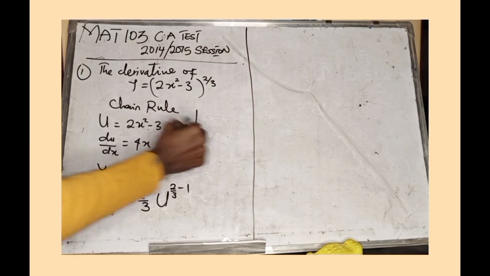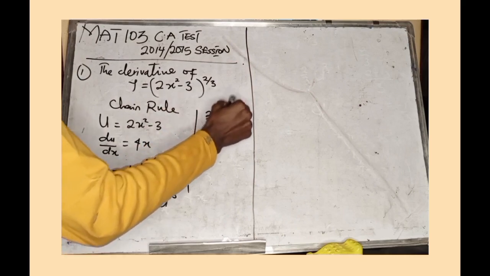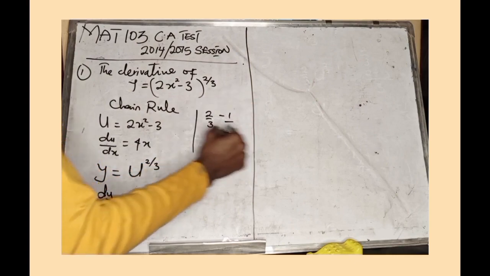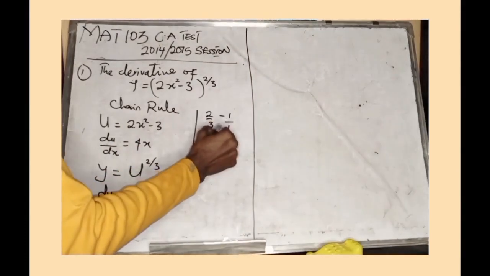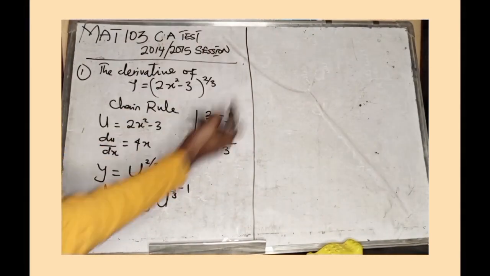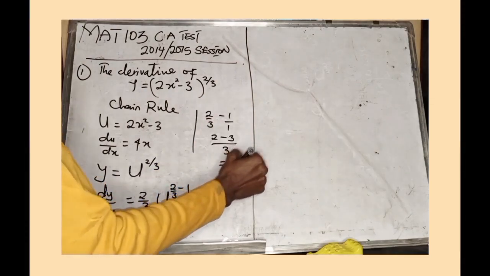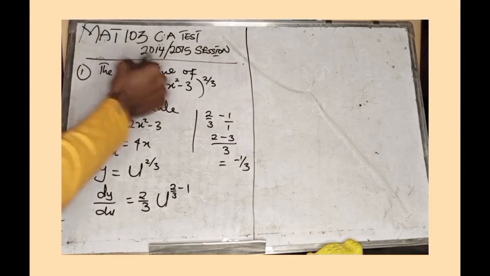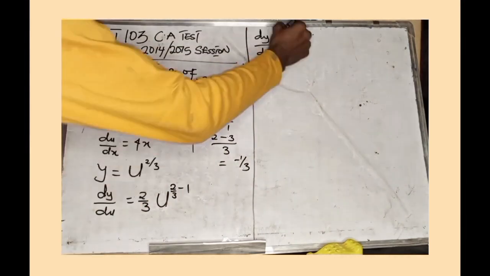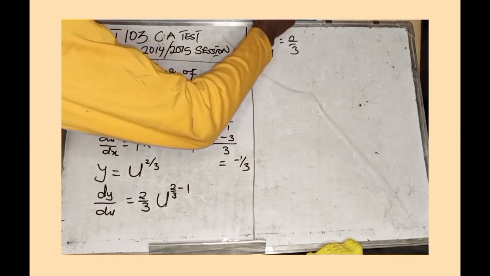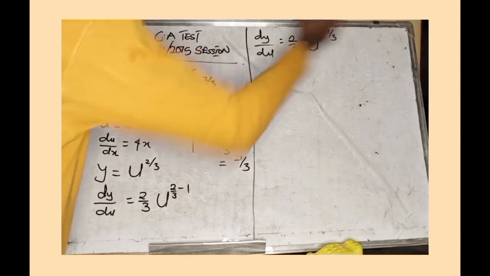Now guys, let's work out the LCM. I have 2/3 minus 1 over 1. The LCM here is 3. 3 divided by 3 is 1, 1 times 2 is 2, minus 3 divided by 1 is 3, 3 times 1 is 3. So 2 minus 3 gives me minus 1/3. So dy/du is equal to 2 divided by 3 times u raised to the power of minus 1/3.